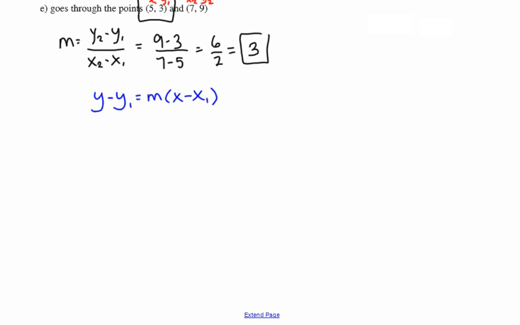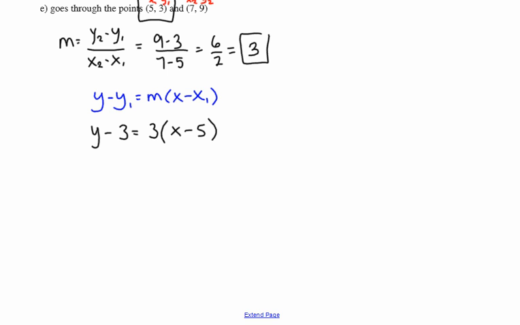Sub this in. y minus, what's my y1 value? The y value in the point that we're going to use. 3 equals m, my slope, 3. And then x minus, what's the x value in the point? 5.